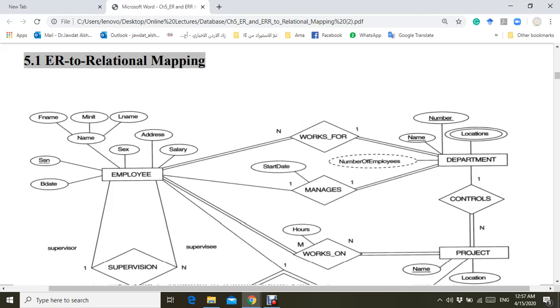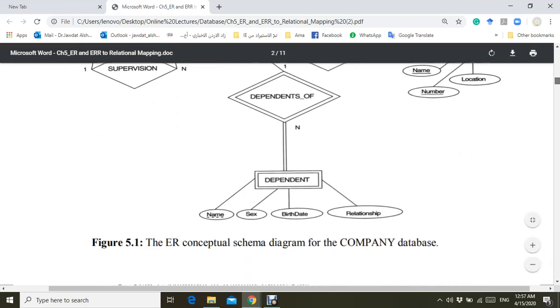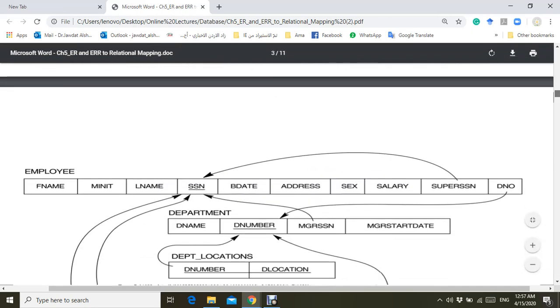So if you see here, the entity employee has several relationships with other entities. For example, it's the many side for works for department. It's the many side for works on. It's the many side and the one side for the supervision. Okay, what we mean by mapping is that we need to convert this into the relational schema.